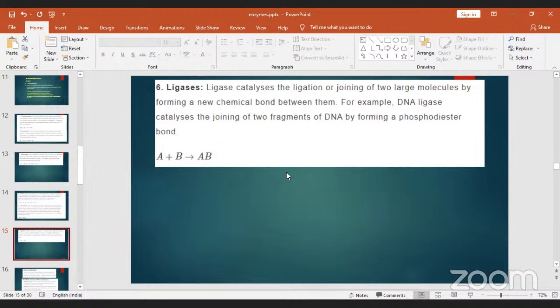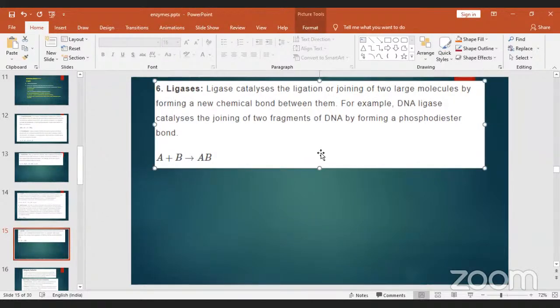Ligases. So these ligases are associated with the formation of new bonds. You see, A plus B gives rise to AB. AB is a new compound. A and B are separated. It means A combines with B, forming AB. So carbon plus oxygen gives rise to carbon dioxide, like that. For example, ligases.